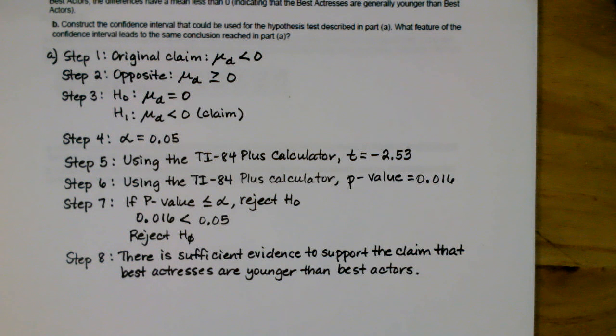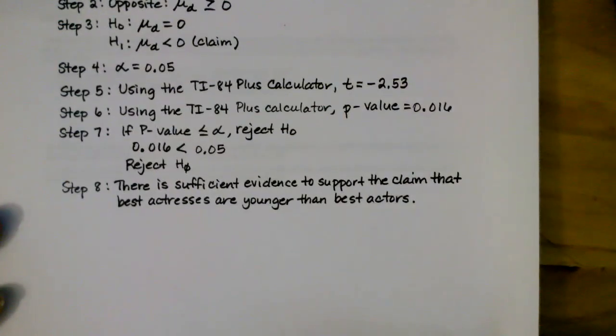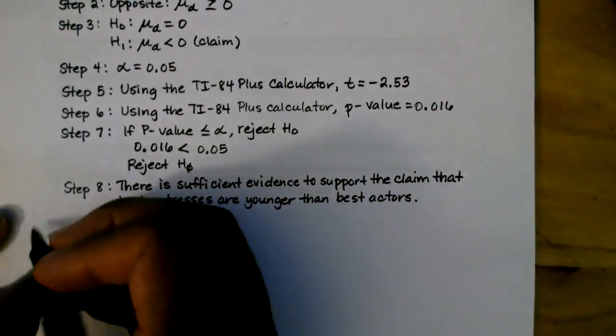Okay. So part A is that hypothesis test. Part B is the confidence interval. Here we want to construct a confidence interval that could be used for the hypothesis test described in part A. What feature of the confidence interval leads to the same conclusion reached in part A? And I'll do that on the graphing calculator as well.